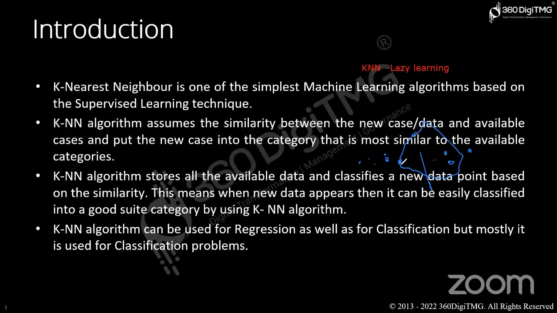Then we can calculate the Euclidean distance between the data points and our new data point. In this case, if you clearly observe, 2 data points from the right side are nearer to the new data point. So we can say our new data point belongs to that category. In this way it will work.